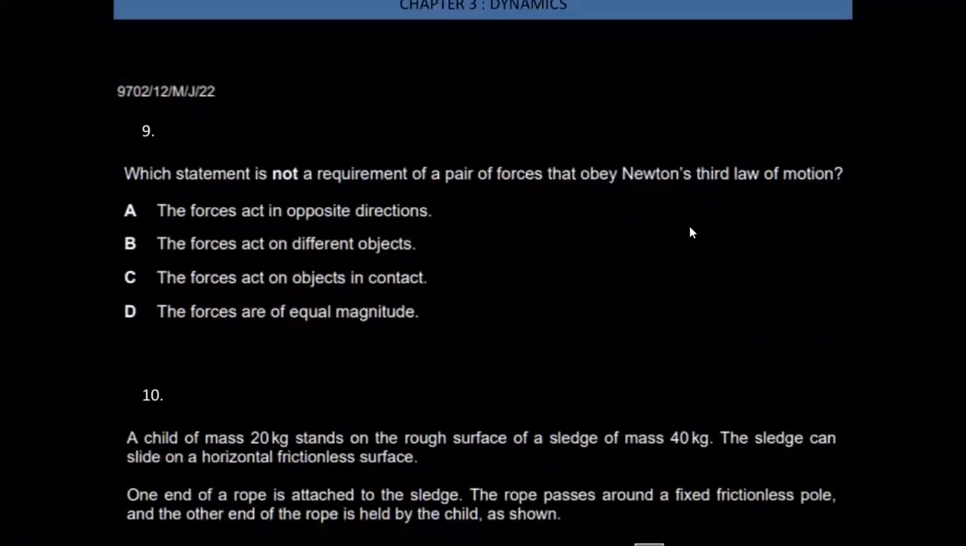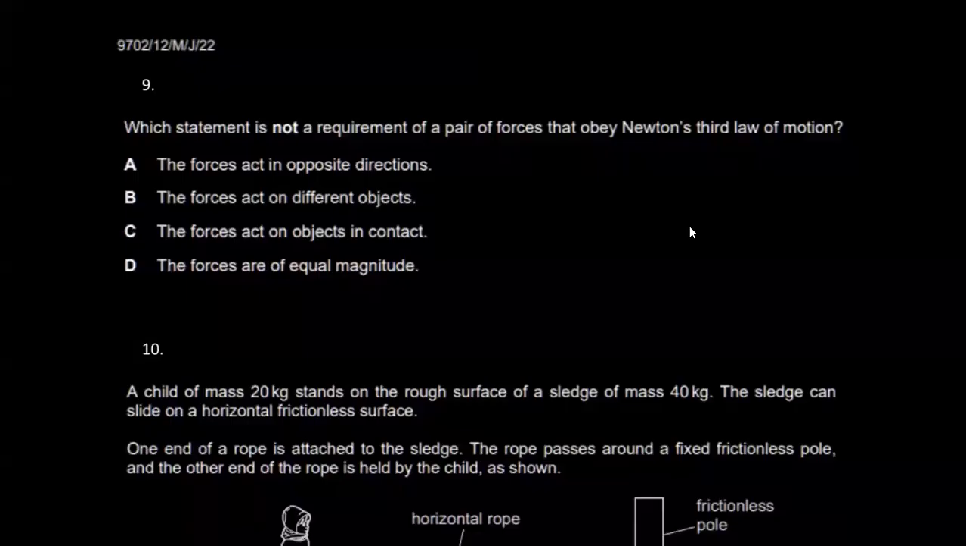Question 9. Which statement is not a requirement of a pair of forces that obey Newton's third law? The forces act in opposite directions, forces act on different objects, forces act on objects in contact, and the forces are of equal magnitude. Guys, 9 का आंसर हमारे पास सिंपली सी होगा. The forces act on objects in contact. ये हमने कभी भी बात नहीं की, ठीक है? आपको पता है कि अर्थ एंड मून, these are action reaction pairs. Wait, earth is pulling moon, moon is pulling earth, but they're not in contact.